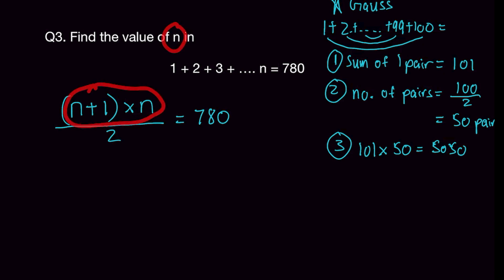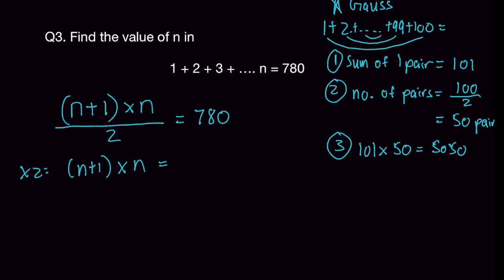The first thing we can do is multiply by 2 throughout to get rid of the denominator on the left hand side. Once we multiply by 2, we are only left with this expression on the left hand side. And on the right hand side, we have 780 multiplied by 2. So we get 1560.